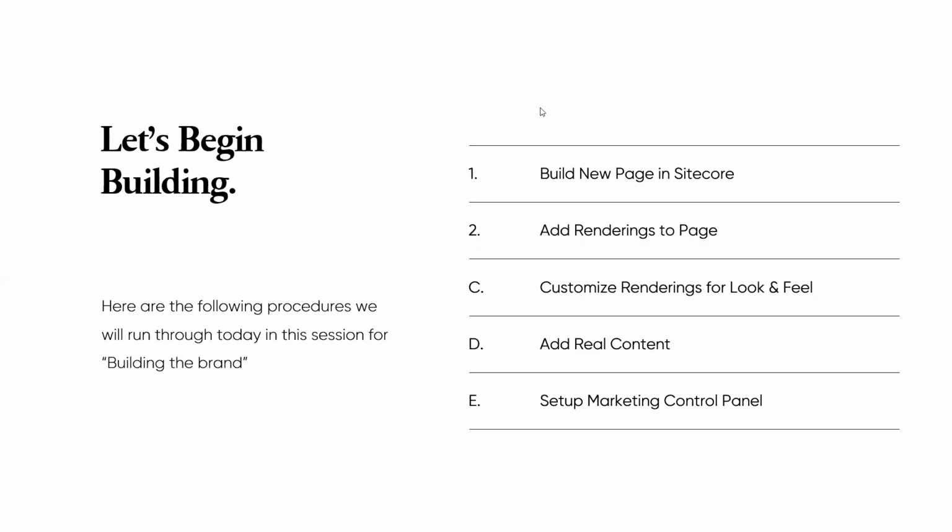So when it comes to building, again, what we're going to do today is build the brand. We're going to build a new page in Sitecore. We're going to add renderings to this page. We're going to customize those renderings for look and feel. We're going to add some real content, set up our marketing control panel. We're going to see how much time we can get through.